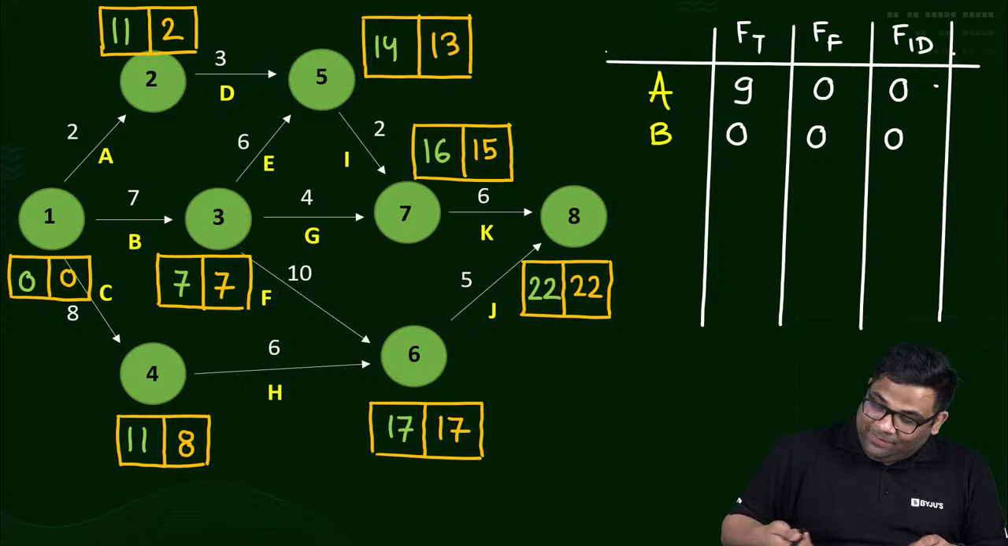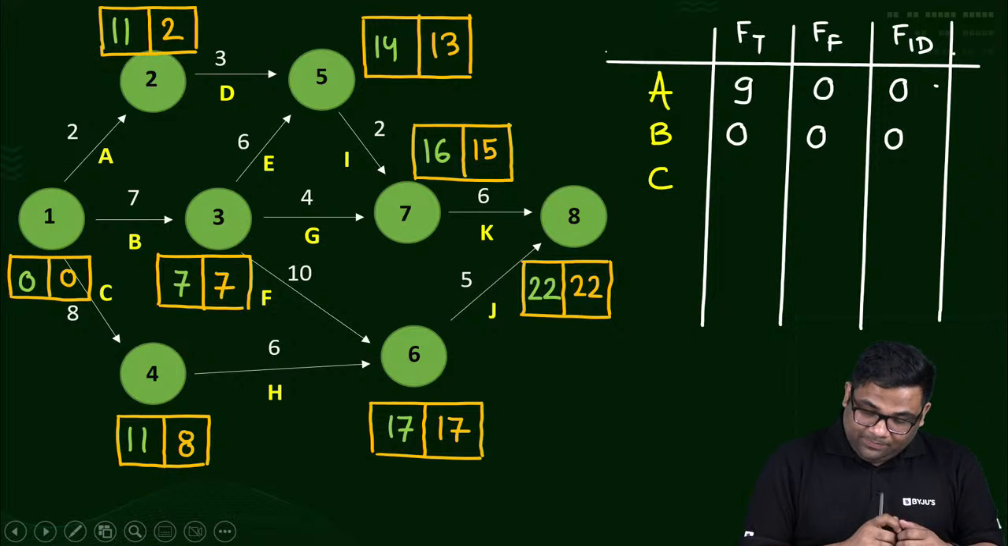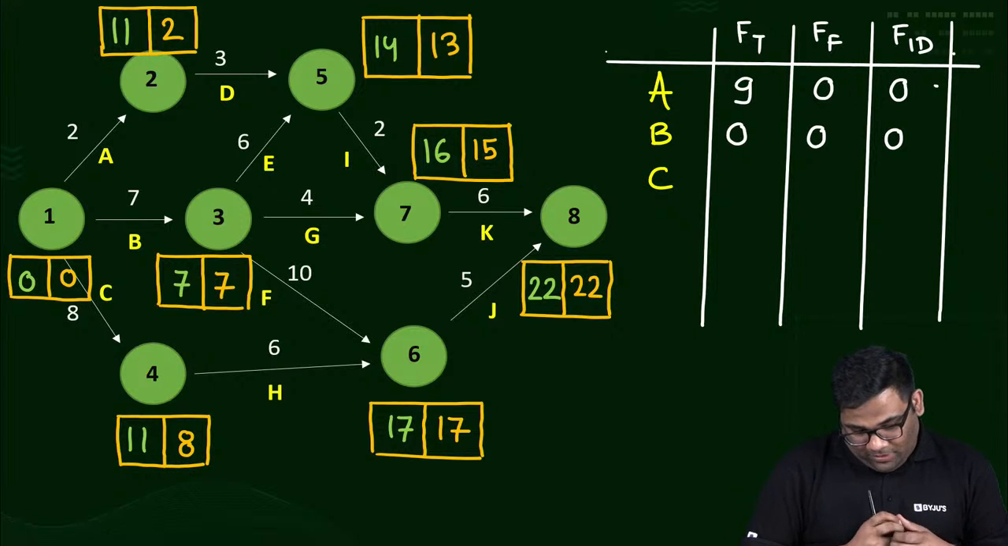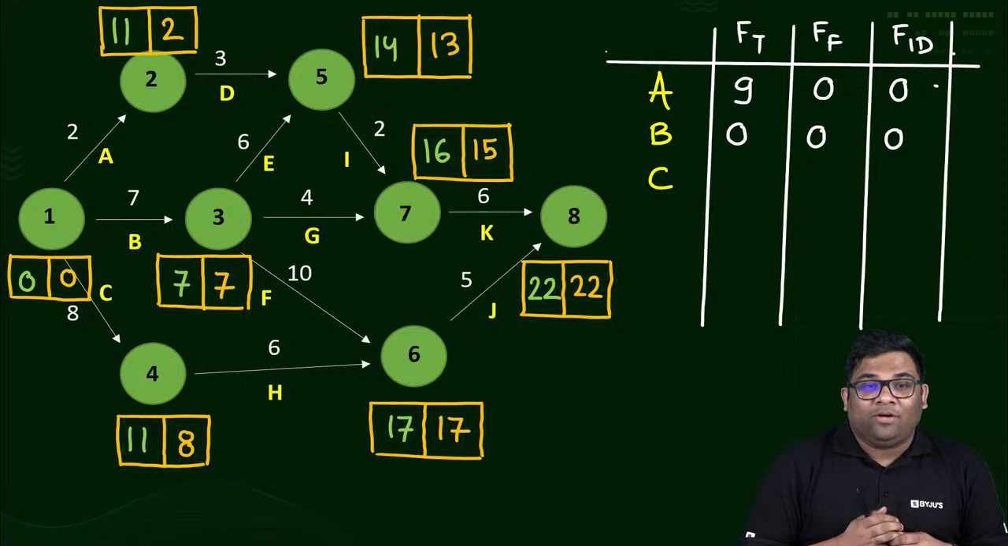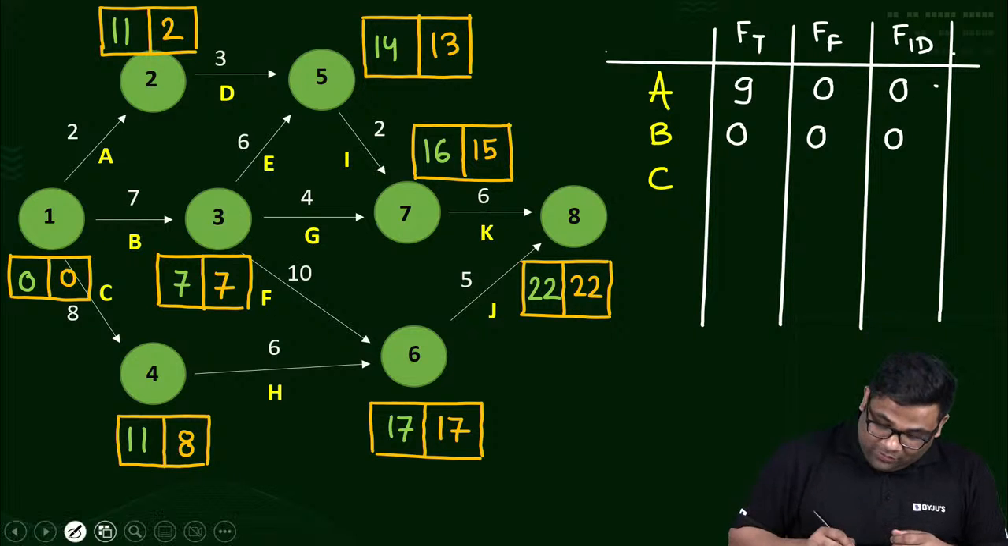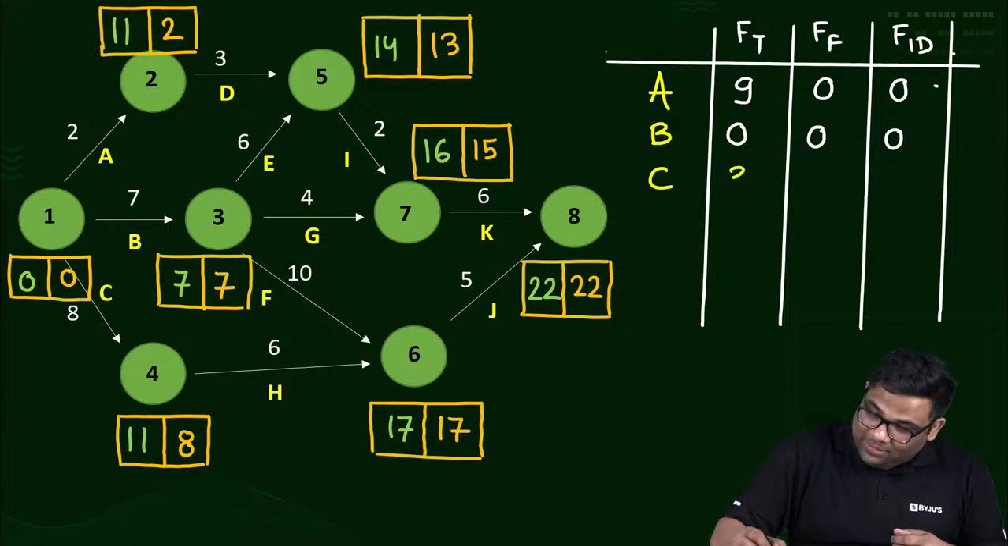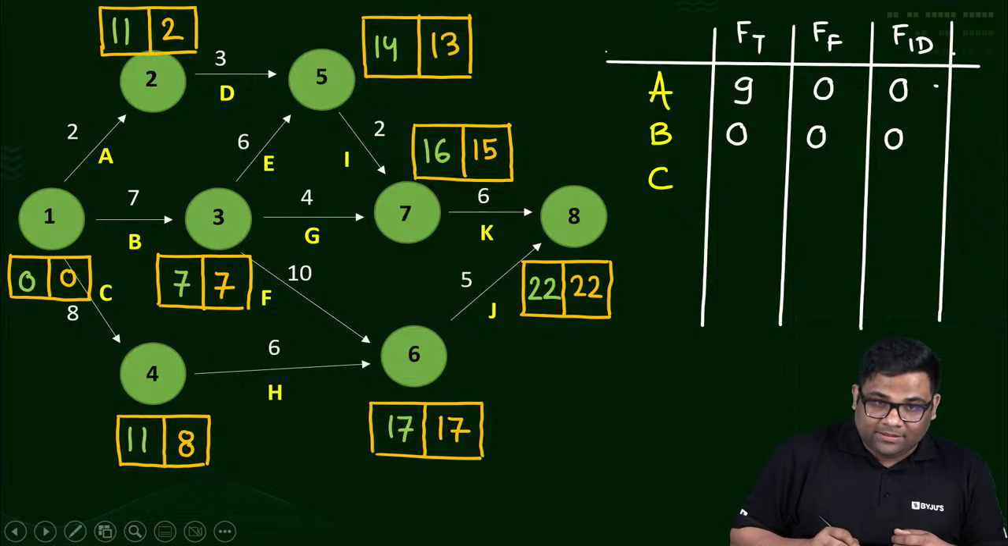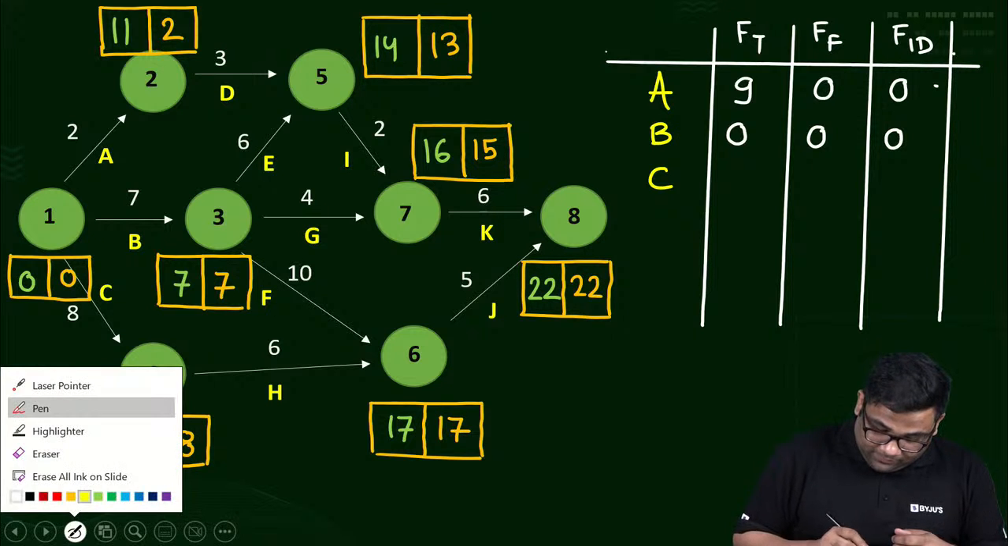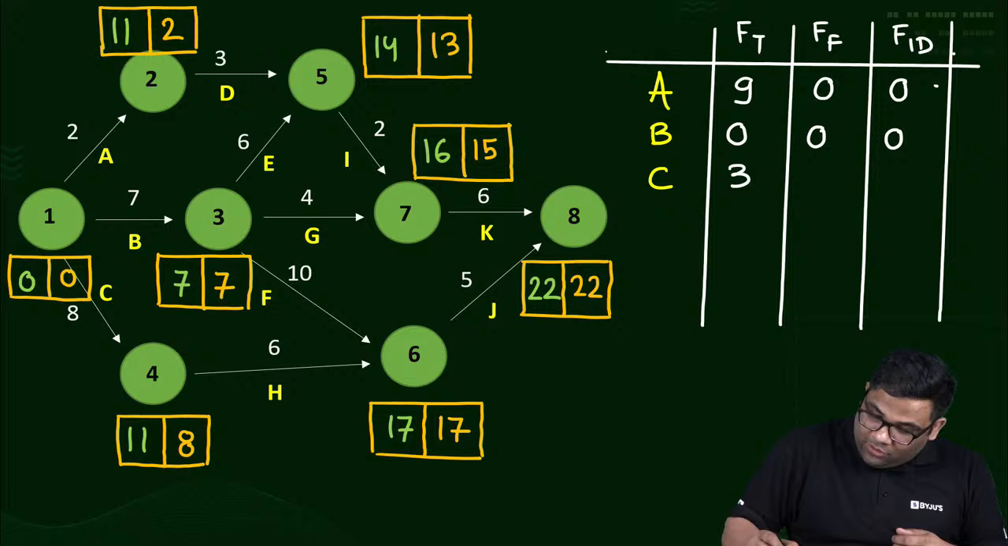Similarly, for activity C, now you can do, right? Now activity C, total float will be how much? Activity C, total float will be 3, na? Yes. Total float is 3. How? Draw this. Draw C separately.